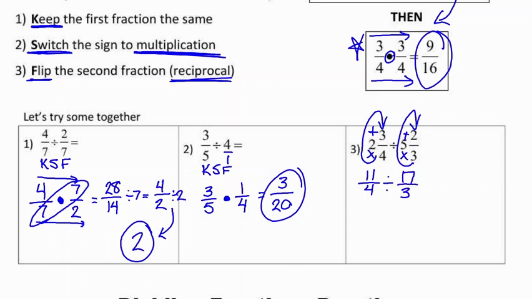Now I have improper fractions being divided. I cannot divide fractions. I need to multiply to make it easier. Keep, switch, flip. Keep the first fraction the same. Switch to multiply. Flip the second fraction over. Multiply across the top, multiply across the bottom. 11 times 3 is 33. 4 times 17, and if you don't know that one, oops.